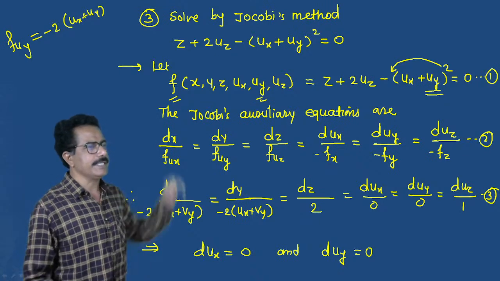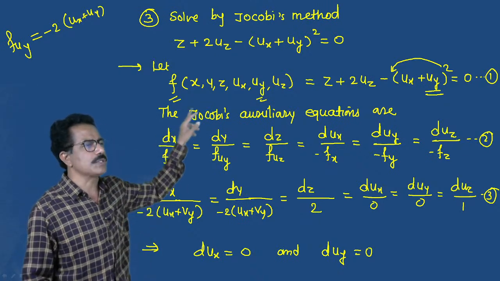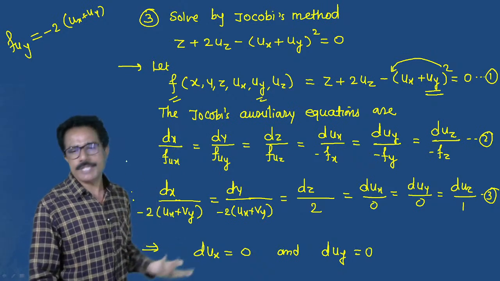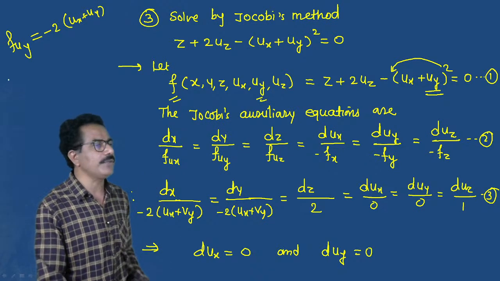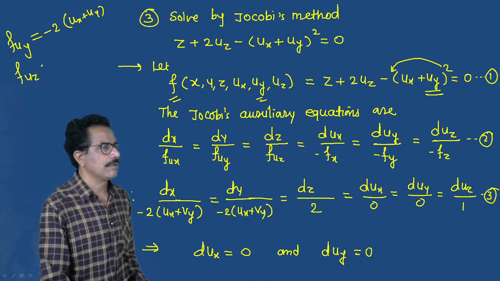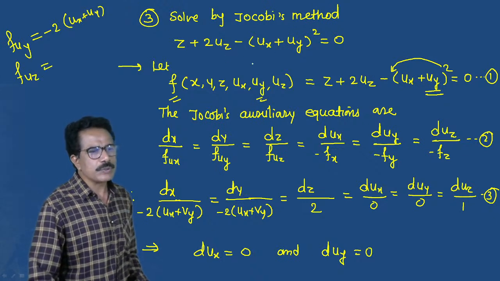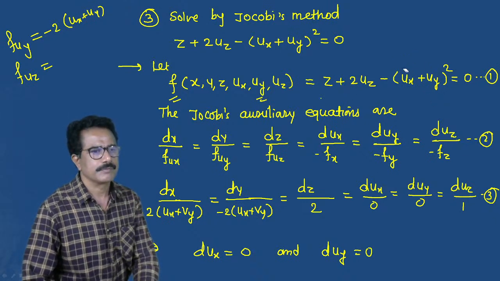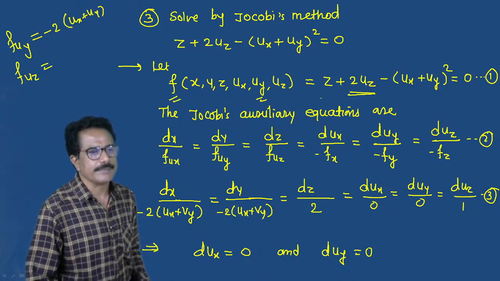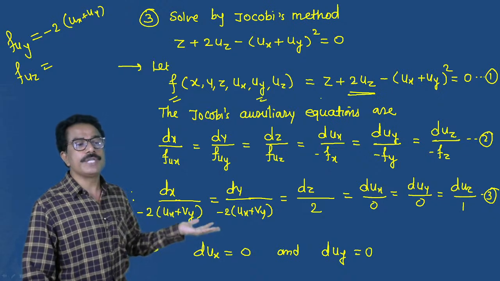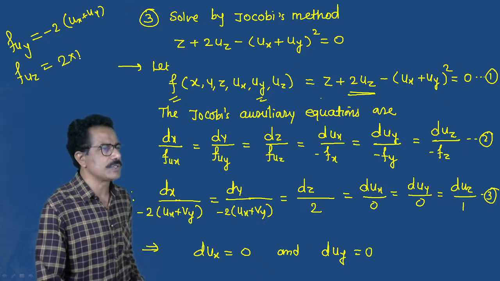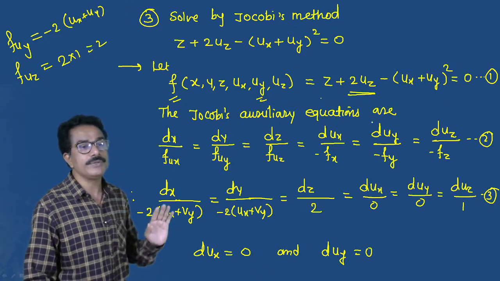So we can write this f_uy is equals to minus 2 ux plus uy in this way. And uz, you tell me student, what is the value of f_uz? Now in this total problem, uz is here. Derivative of uz with respect to uz is 1. So 2 into 1 means 2. So f_uz is 2.